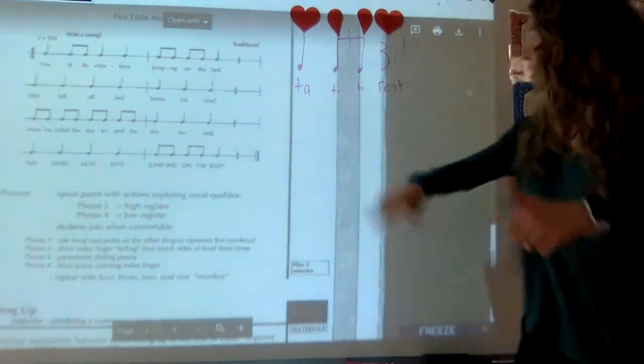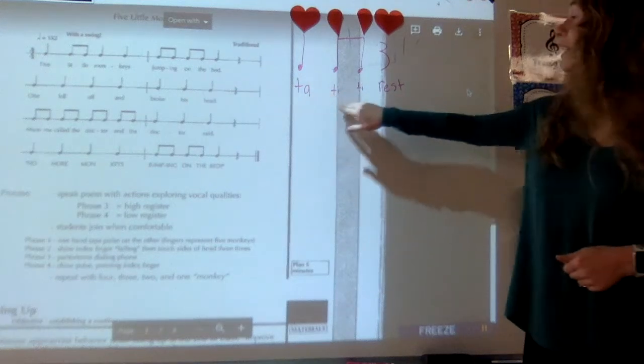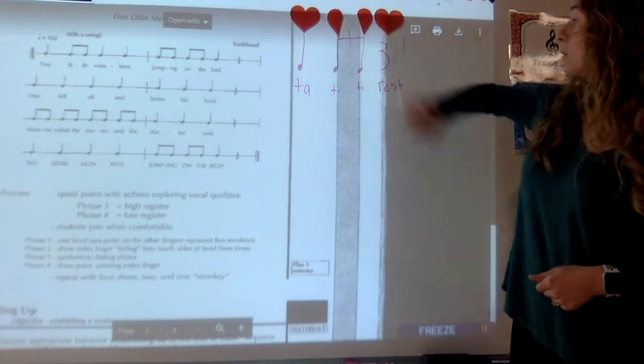Awesome job, guys. Remember, a ta equals one heartbeat, a titi equals one heartbeat split into two, and a rest equals one silent heartbeat.